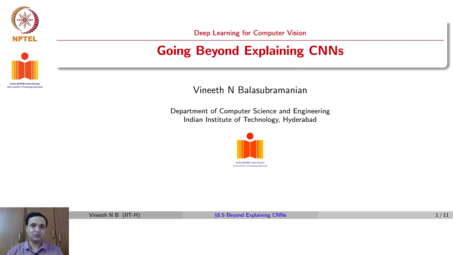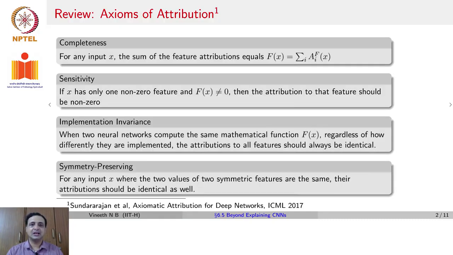For the last lecture of this week, we're going to try to go beyond explaining CNNs and look at a couple of interesting applications of using the concepts that we saw so far, gradients and various other artifacts for explaining CNNs, but use them in interesting ways. Before we go there, let's review one of the homeworks that we left behind last lecture, which was for you to read axioms of attribution. Hope you had a chance to go through that work.